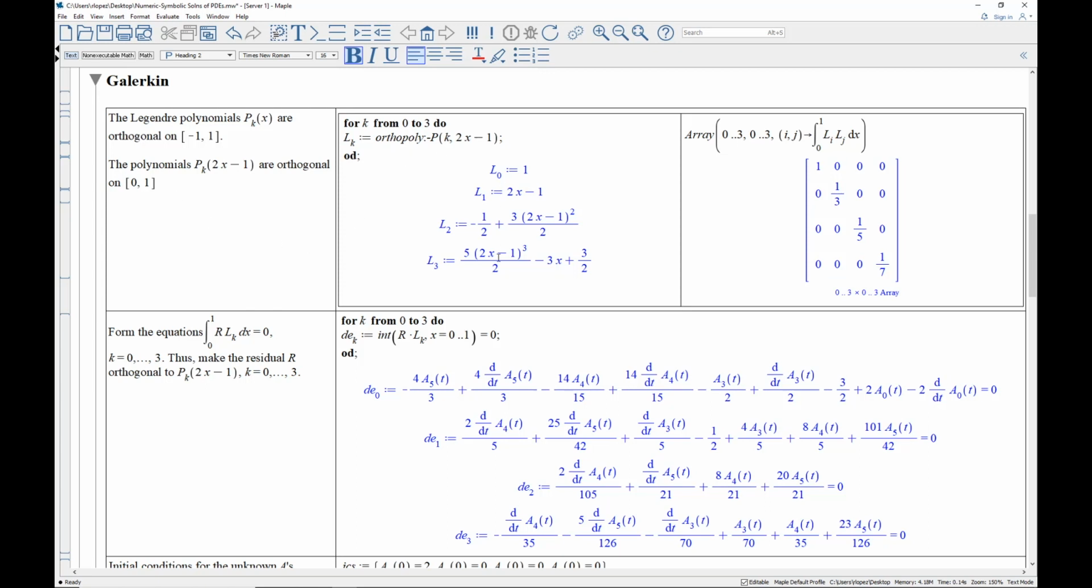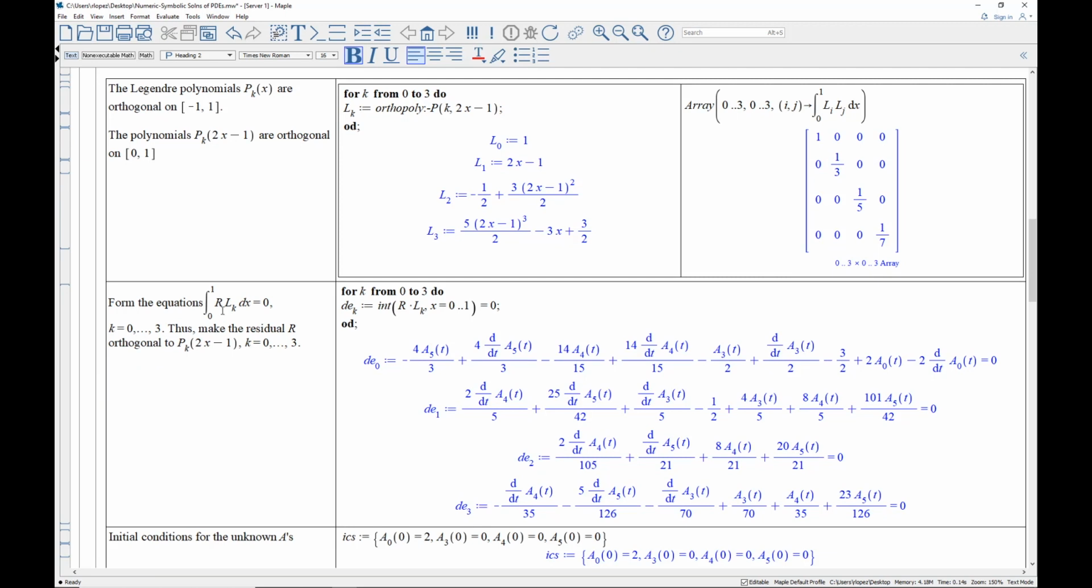So here are what 4 of these shifted Legendre polynomials are going to look like. Here I did the integrals of Li, Lj, and the fact that this array is diagonal verifies that these functions are orthogonal, but they're not orthonormal.